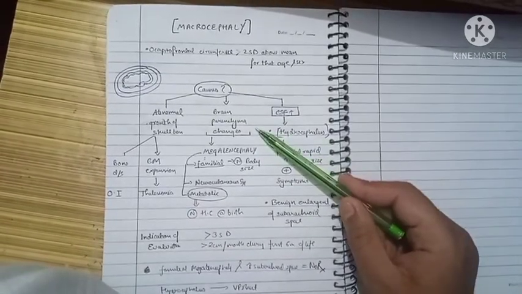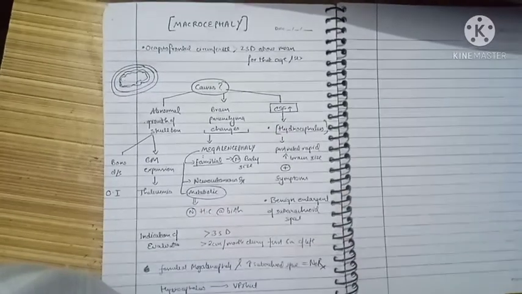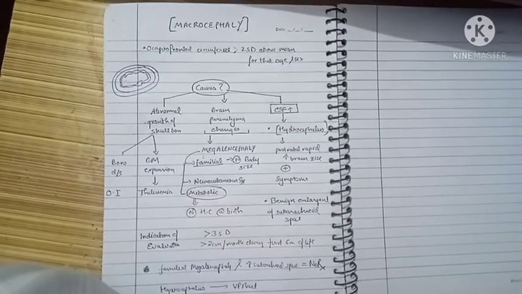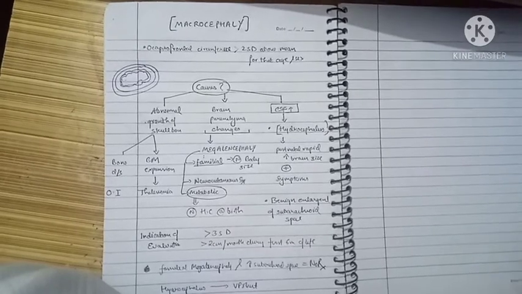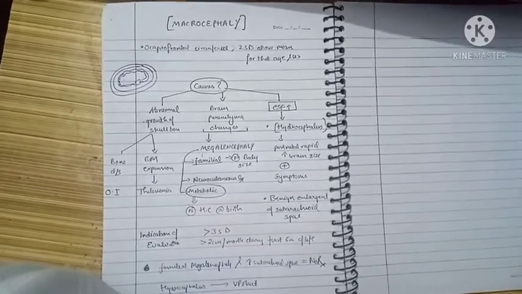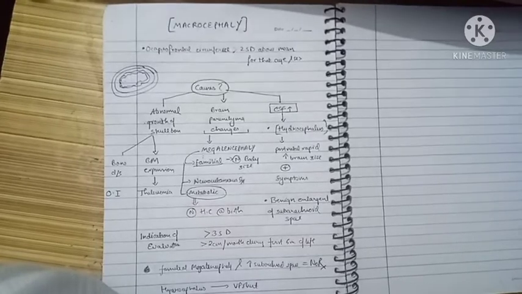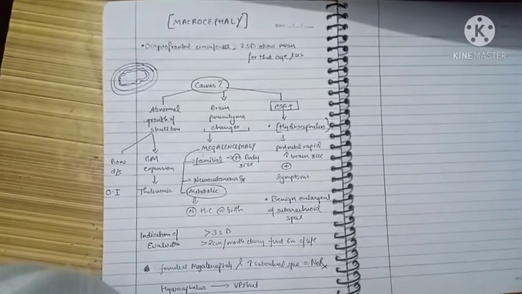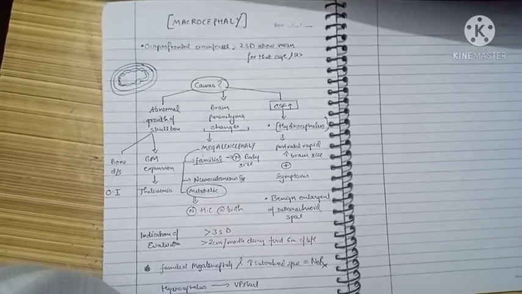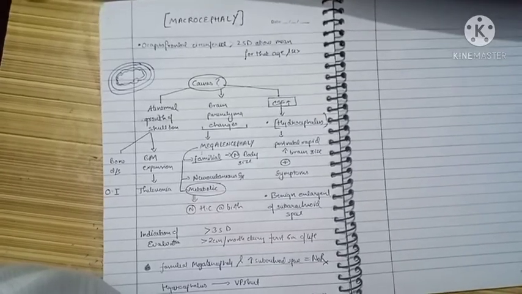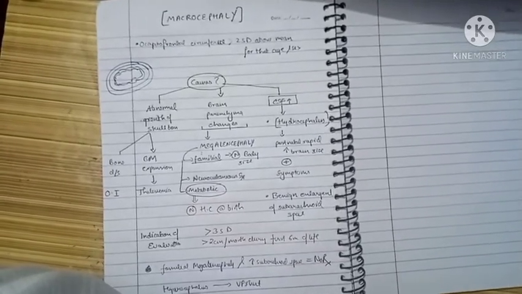Talking about the brain parenchyma causes, the main cause is megalencephaly. In this case, we see an enlarged brain parenchyma that in itself leads to enlargement of the brain and then the skull, which leads to macrocephaly.